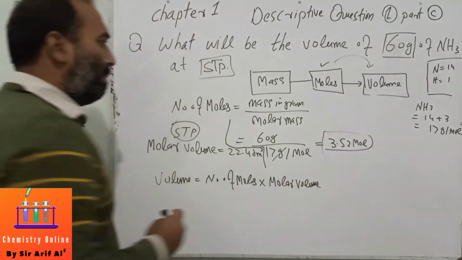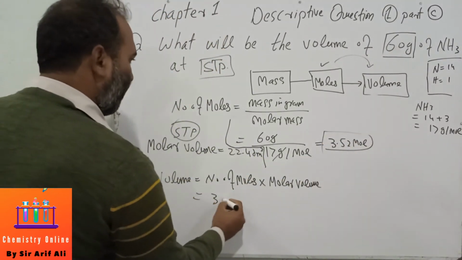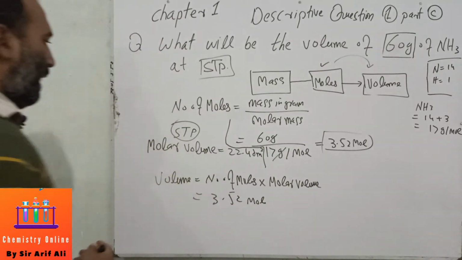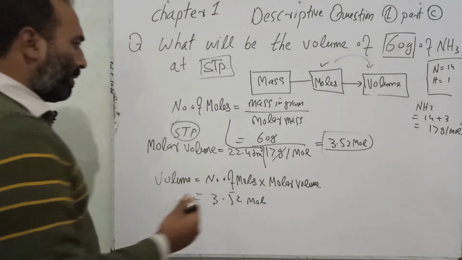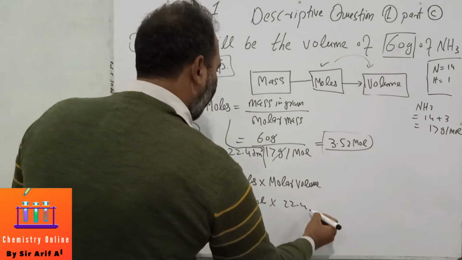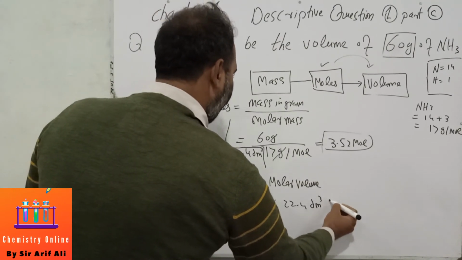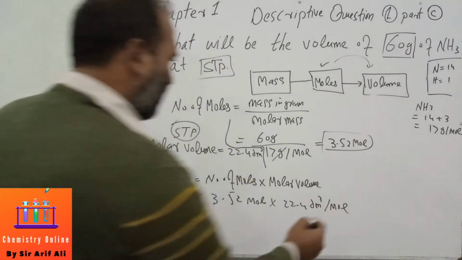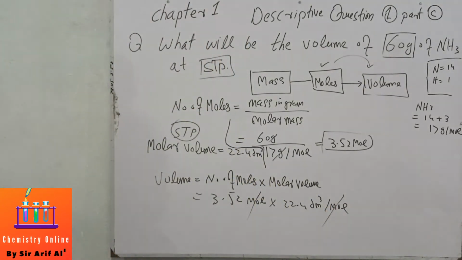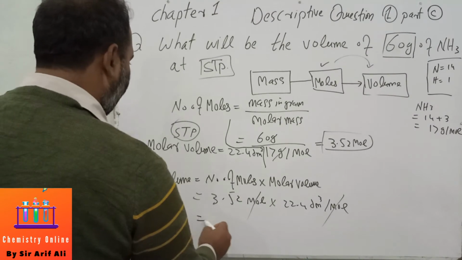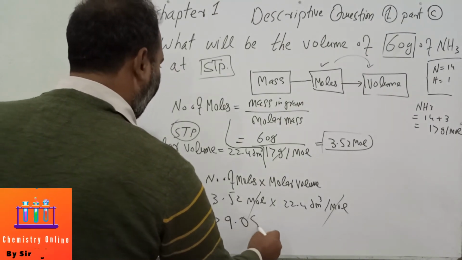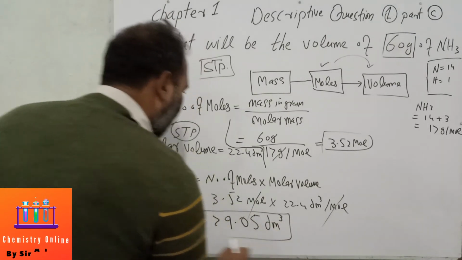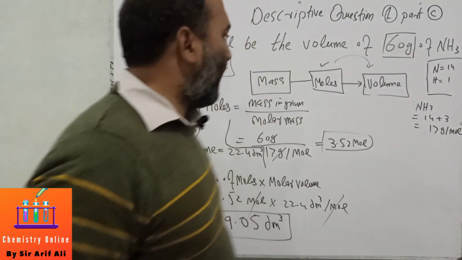We have just calculated the number of moles, which is 3.52 moles, and we already know the molar volume, which is 22.4 dm cube per mole. Now, what we will do our calculation. Mole will be cancelled out with moles, and the answer that we are left with will be 79.05 dm cube. This is the volume of 60 gram of ammonia gas.